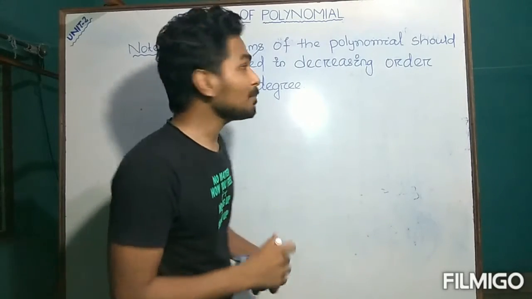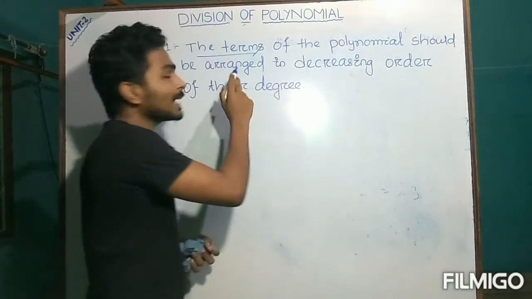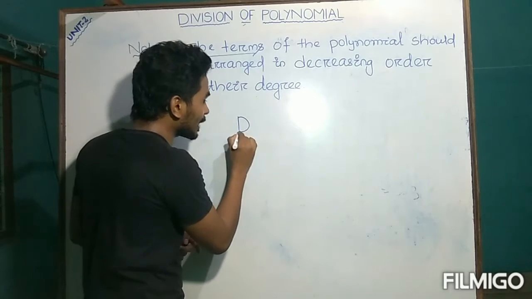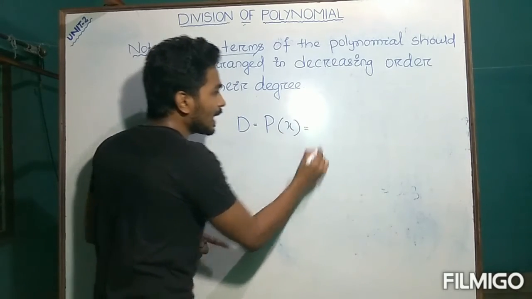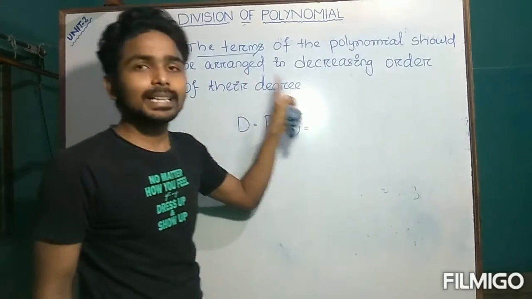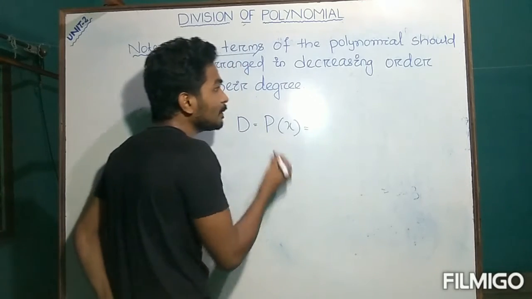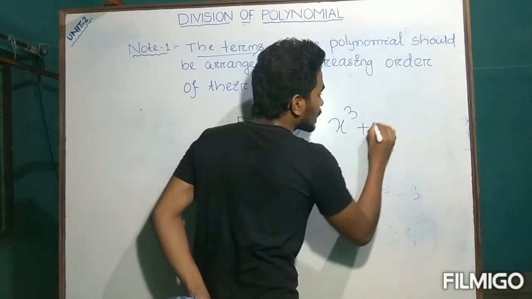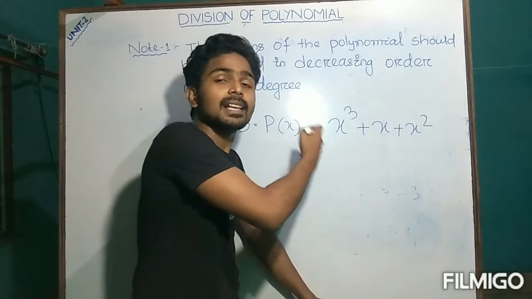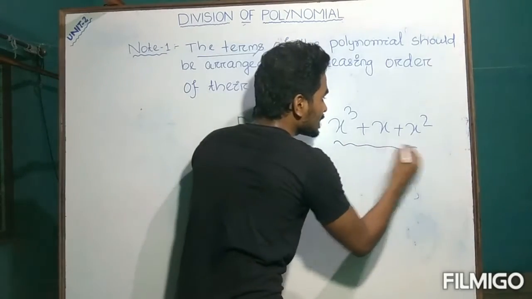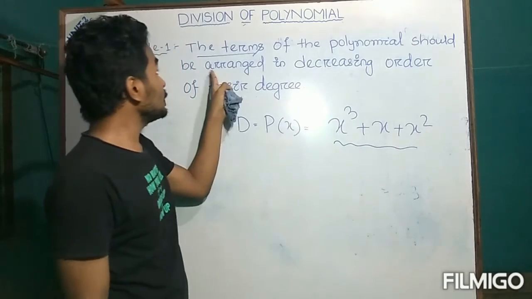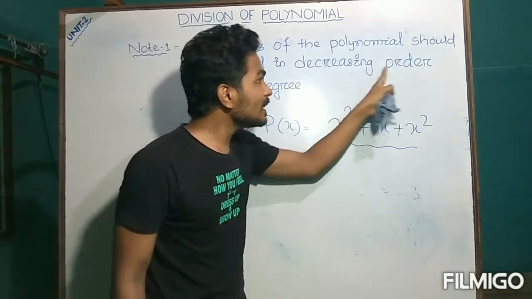Coming to the second point, it says that the terms of the polynomial should be arranged in decreasing order of their degree. Okay? The polynomial we are taking, suppose we are taking the dividend, is written as p of x, it is a polynomial. The polynomial has some terms, and all the terms should be arranged in decreasing order of their degree. What does it mean? Let us take an example. Suppose we have p of x is equal to x cube plus x plus x square. Okay, so this is a polynomial and it is taken as the dividend. It has how many terms? It has 3 terms. So it says that these terms of the polynomial should be arranged in decreasing order of their degree.